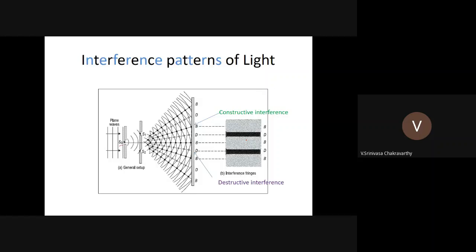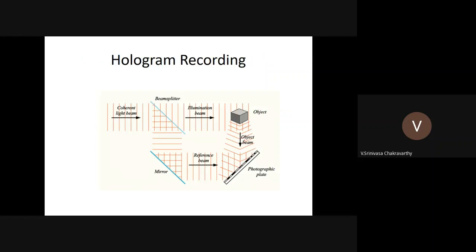Okay, so based on this principle of interference, you can construct a hologram. You can construct 3D pictures of objects. So how do you do that? You take a coherent beam which produces a light wave, a monochromatic beam, and you have a beam splitter, which is some kind of glass that partially allows the radiation to go through and partially reflects it. The beam that goes through the beam splitter goes forward and falls on an object, a real 3D object, and gets reflected.